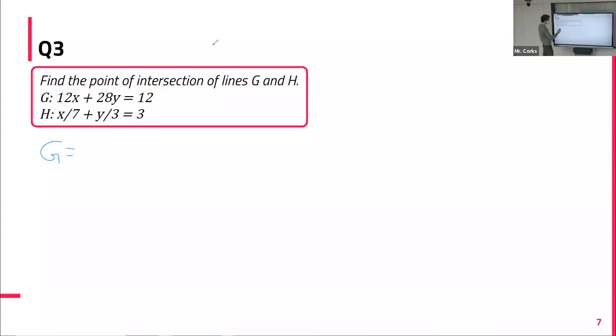Okay, so we take a common factor of 4. So 12x plus 28y equals 12. We can simplify this to 3x plus 7y equals 3. All right, and what else?